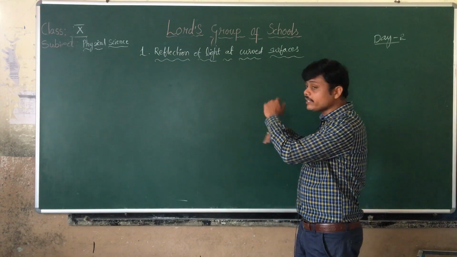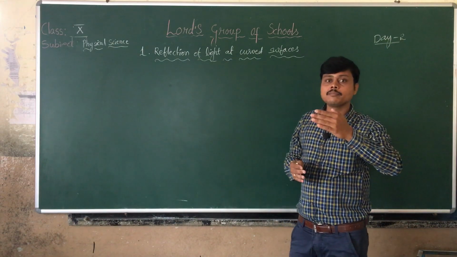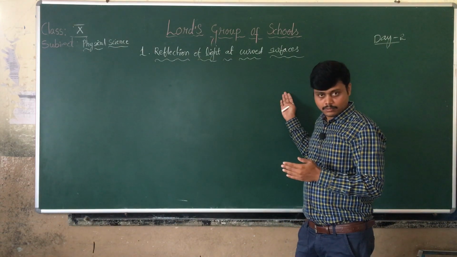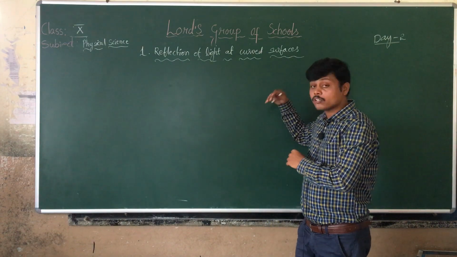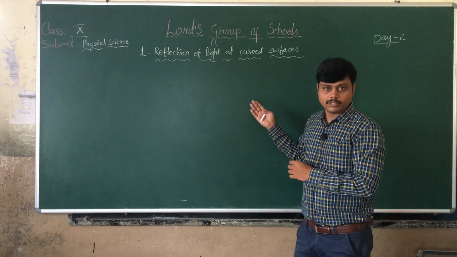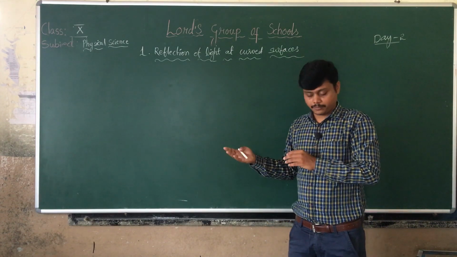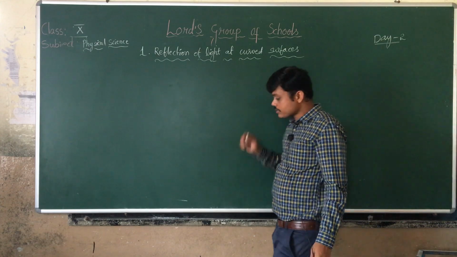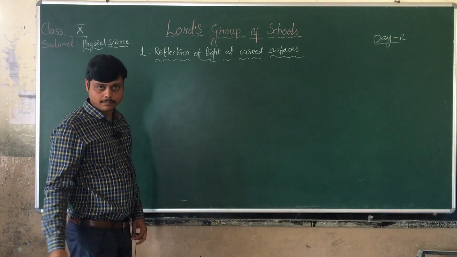And in this lesson we are completely discussing the nature of the image when an object is placed before a curved mirror. How many kinds of images are we getting? And how many types of curved mirrors are there? When an object is placed before a curved mirror, how to get the image? So first let us focus on some terms related to the curved surface here.